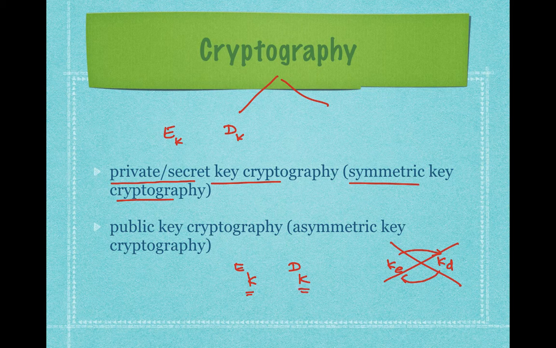In asymmetric key cryptography, for encryption, you will use a different key K1. For decryption, you will use another key K2.